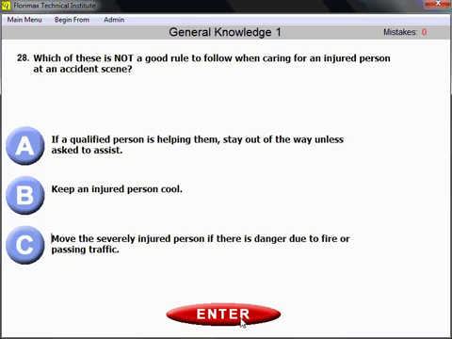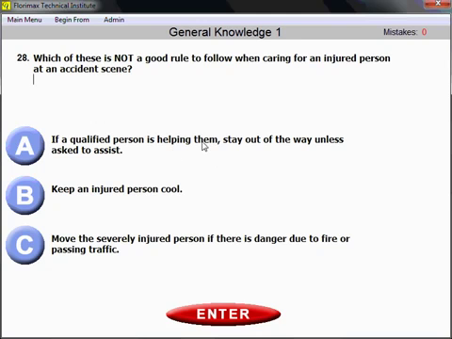Well, question number 28. Which of these is not a good rule to follow when caring for an injured person at an accident scene? Interesting type of question. You are not asked about the right thing to do. You are asked about the wrong thing to do. You are asked what you must not do at the accident scene when there is an injured person and you need to take care of this person. So be careful with this kind of question.